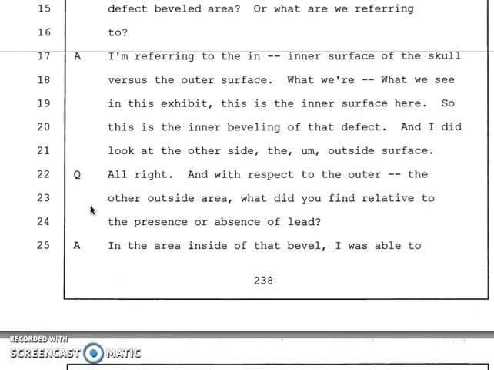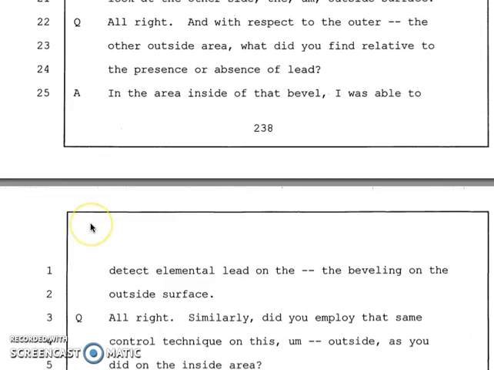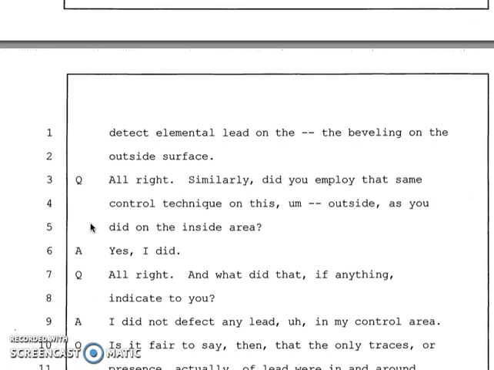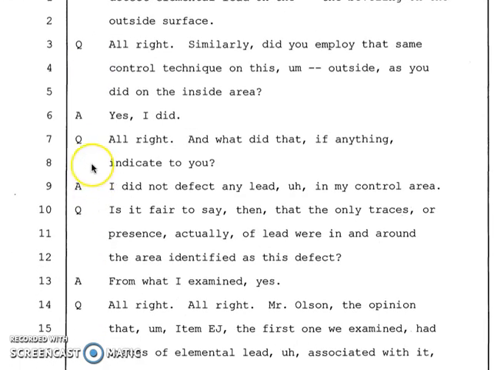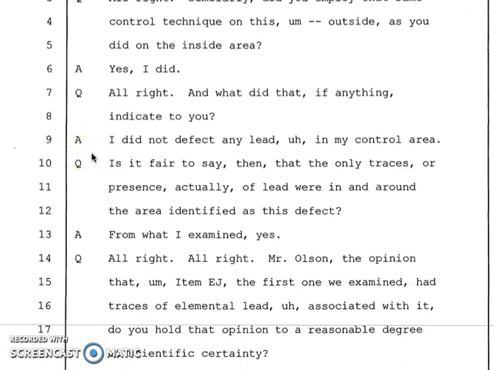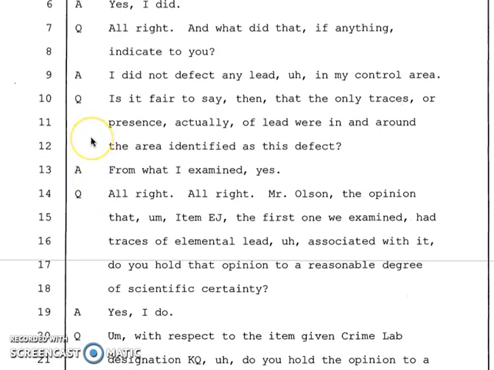All right, and with respect to the outside area, what did you find relative to the presence or absence of lead? In the area inside of that bevel, I was able to detect elemental lead on the beveling on the outside surface. All right. Similarly, did you employ that same control technique on this outside as you did on the inside area? Yes, I did. All right, and what did that, if anything, indicate to you? I did not detect any lead in my control area. Is it fair to say then that the only traces or presence of lead were in and around the area identified as this defect? From what I examined, yes.